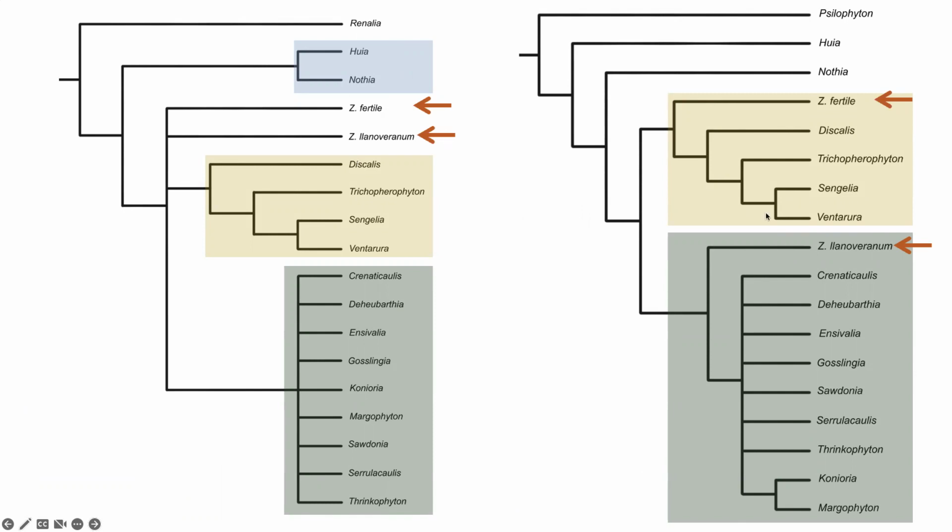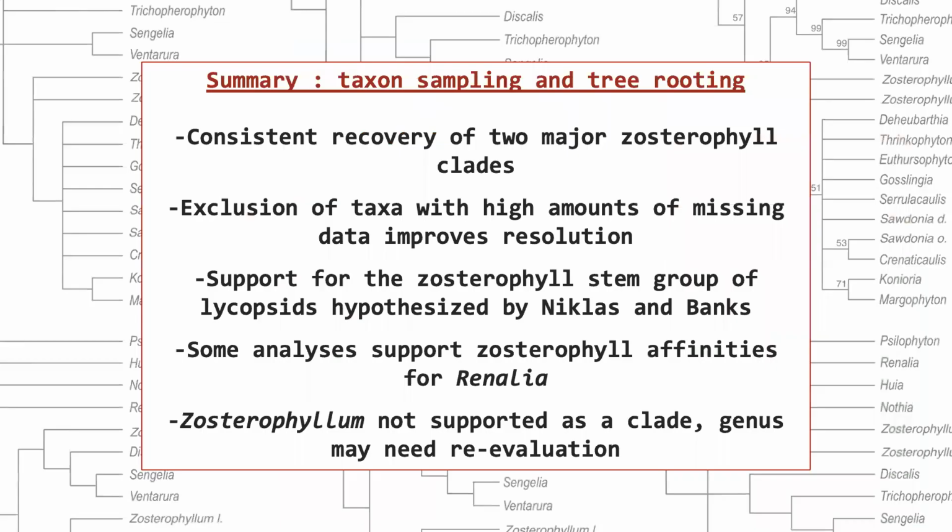In this Xylophyton rooted analysis, we have one species of Zostrophyllum parsing out with the yellow clade and the other as part of the green clade. In the Renalia rooted tree, both of them are part of this polytomy that includes our yellow and green clades. Neither of these analyses provides support for the monophyly of the genus Zostrophyllum, which suggests that the taxonomy of the genus may need to be reevaluated, because it does contain most of the fossils described in the Zostrophyllophytina.